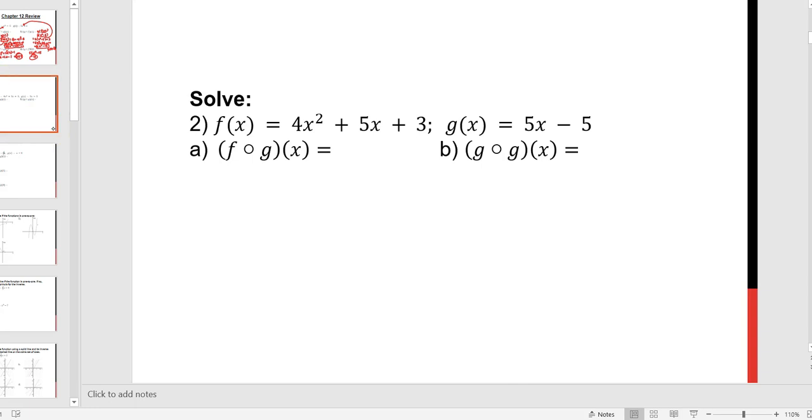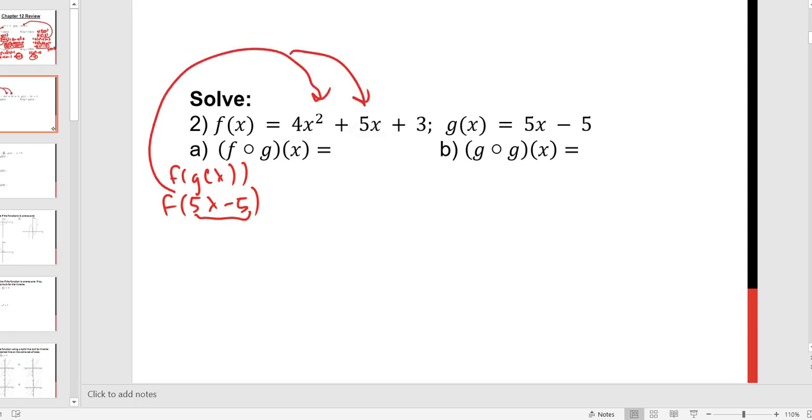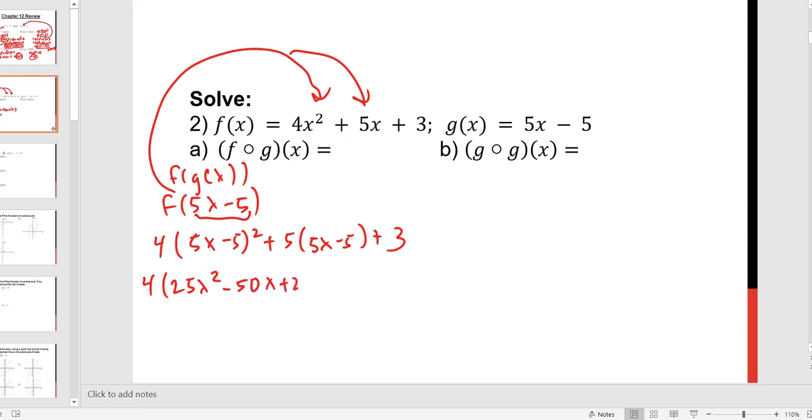f of g of x, just to kick it up a notch again. So f of, start on the inside, 5x minus 5. Now this 5x minus 5 gets plugged into the f function, unfortunately in place of both of these x's. So 4 times 5x minus 5 squared, plus 5 times 5x minus 5 plus 3. So let's see, 4 times 25x squared minus 50x plus 25, plus 25x minus 25 plus 3.